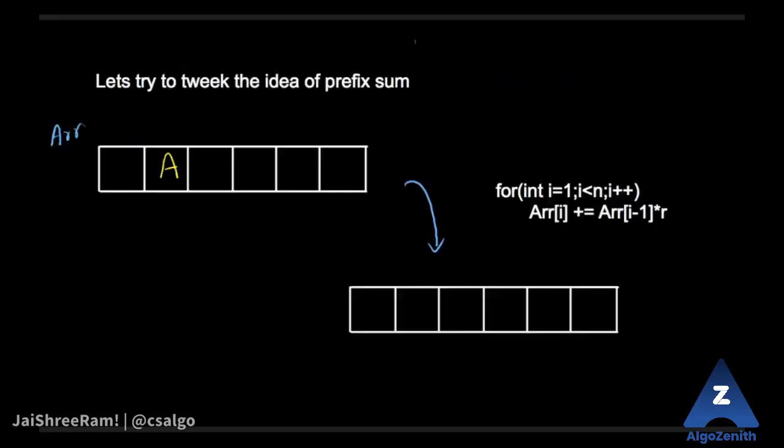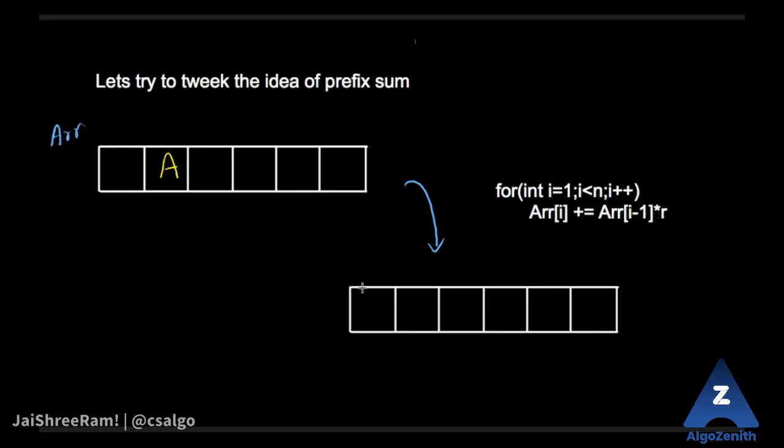So let's try to tweak the idea of prefix sum a bit. Let's say you're given an array A and you need to find the prefix sum of this array, but now we change the statement of prefix sum a bit. Initially, if we had to build the prefix sum in place, we used this loop from 1 to n, and for each index I we added ARR of I minus 1, right? But now, instead of adding ARR of I minus 1, we multiply it with R as well. So what do we get when we transform this?